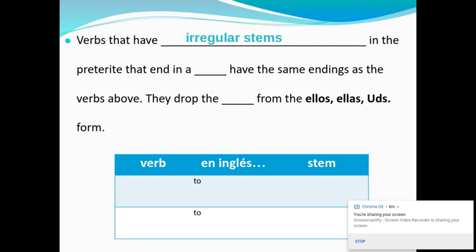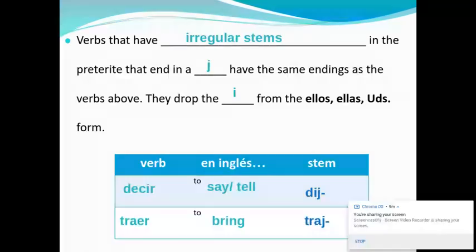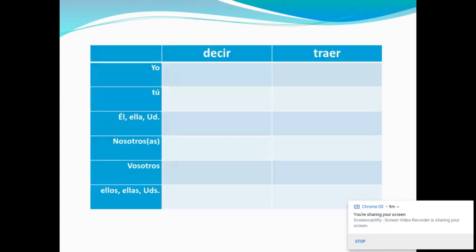Verbs that have irregular stems in the preterite that end in a J have the same endings as the verbs above. The only exception is that they drop the I from the ellos, ellas, and ustedes forms. So the verb decir, to say or to tell, the stem is dij. And traer, to bring or to carry, traj. So you're going to see when we conjugate these verbs, everything is the same, those e, iste, o, imos, isteis, eron endings exist, except there's just one small change for the ellos, ellas, and ustedes.